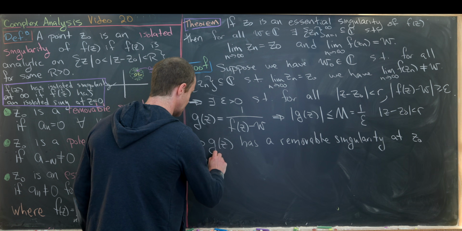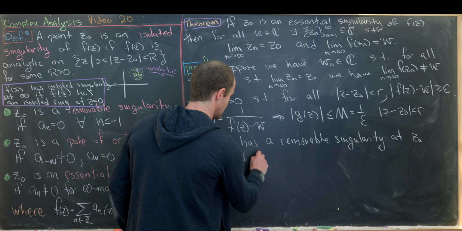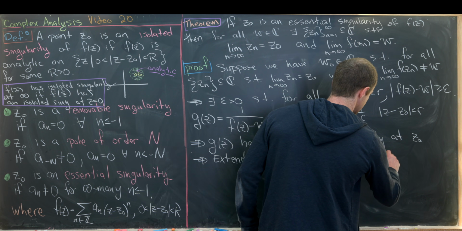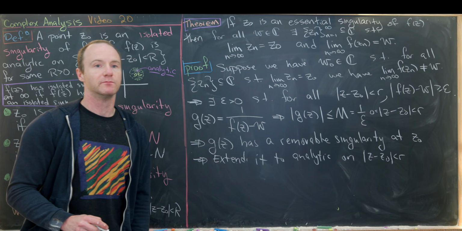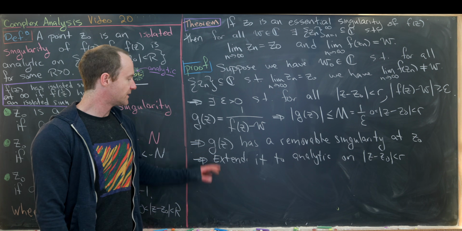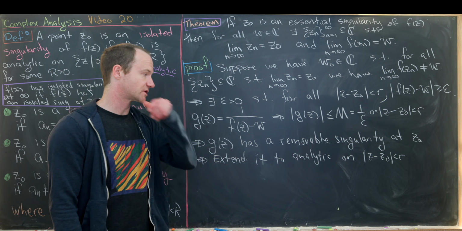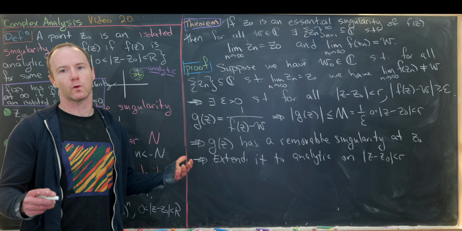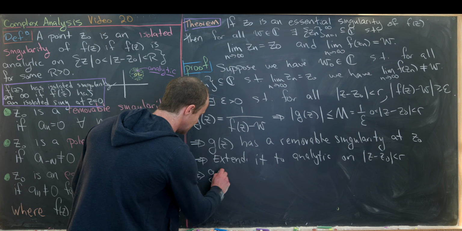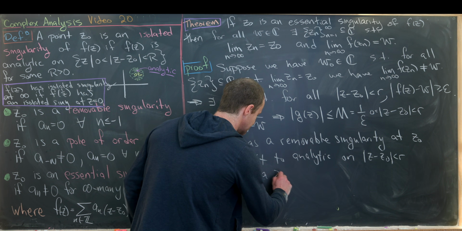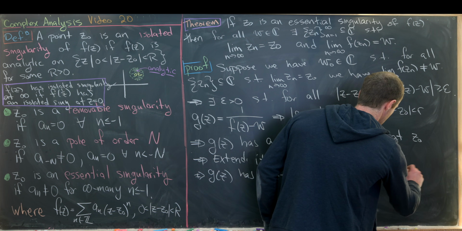But that means it can be extended to an analytic function. Extend it to analytic on |z minus z0| less than r. And I realized this should have been a punctured plane before we did this extension. But then if g of z is analytic here now, then it might have a 0 of a certain order at z0, and that 0 could be of order 0 if you want. So let's say that g of z has a 0 of order n, which is bigger than or equal to 0 at z naught.